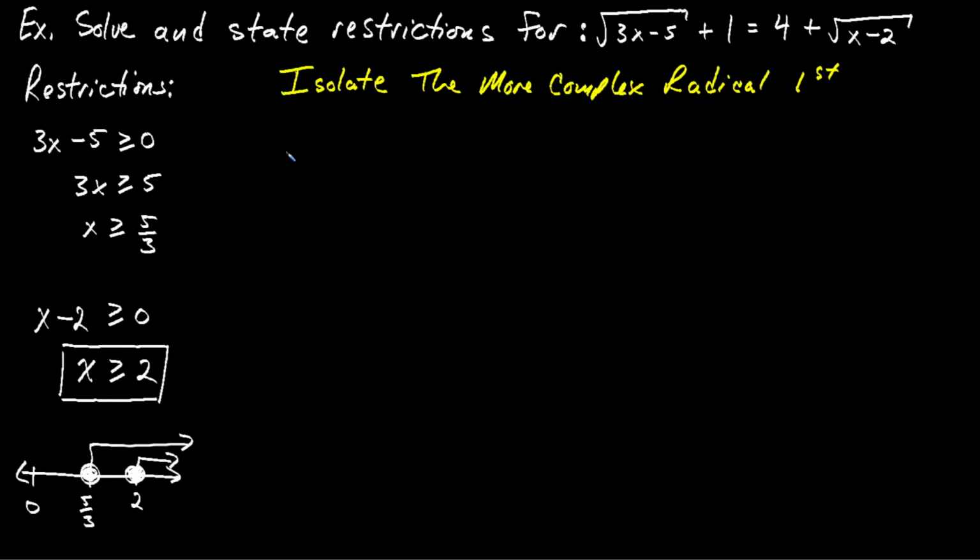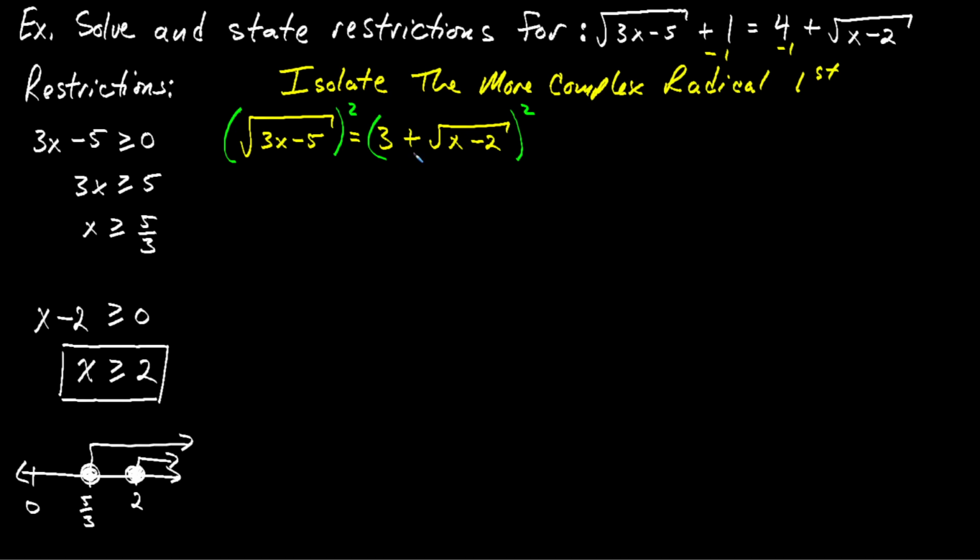I'm probably going to be tight for space here, so I'm just going to start. So take away 1 from both sides, minus 1 and minus 1, and we end up with the square root of 3x minus 5 equals 4 minus 1, which gives me 3, plus the square root of x minus 2. Okay, so we've isolated. Now we've got to square both sides. So I'm going to take this side and square it, and I'm going to take this side and square it.